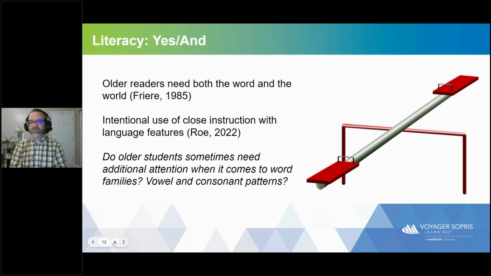So the question on the slide is, do older students sometimes need additional attention when it comes to word families, vowel and consonant patterns? Yes, they absolutely do. Close attention, systematic attention to the ways that words work. I mean, I'm not sure how I would teach vocabulary instruction without that, without looking at those building blocks of words, without looking at word parts and ways to build new words. It's something that is simply part of our language.